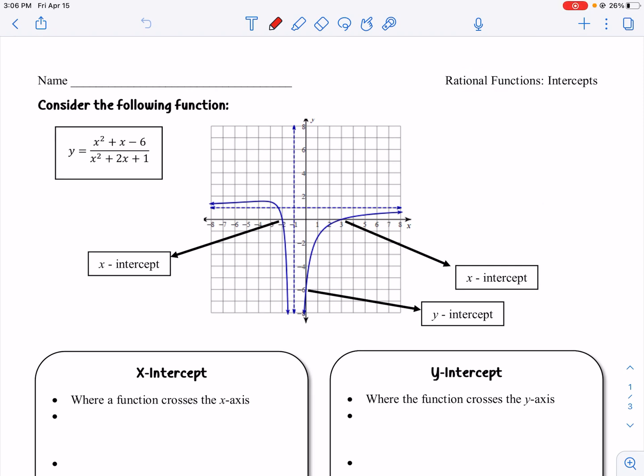The topic of this video is on the intercepts of rational functions. So I can tell you before I start here, there is a slight typo. Let me get rid of this. There should be a minus sign right here only, just a minus.